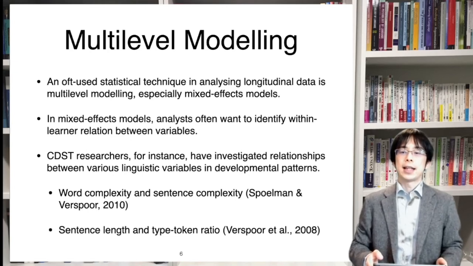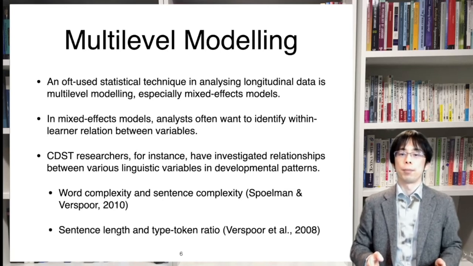In mixed-effects models, analysts often want to identify within-learner relationships between variables. CDST researchers, for example, have investigated relationships between various linguistic variables in developmental patterns at the level of individual learners. Spoelman and Verspoor, for example, identified what is called a supportive relationship between word complexity and sentence complexity. So if an essay written by a learner tended to include complex words, that same essay also tended to include complex sentences. Similarly, Verspoor et al. identified a competitive relationship between sentence length and type-token ratio as well.